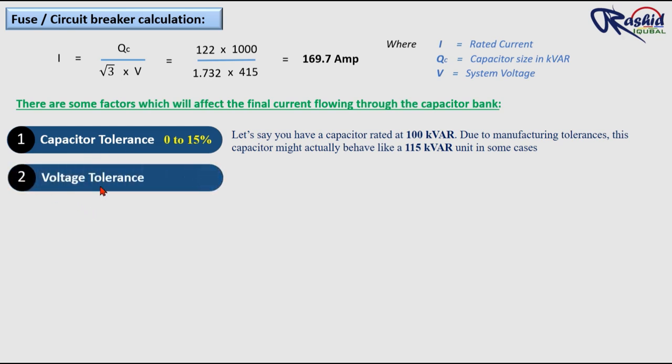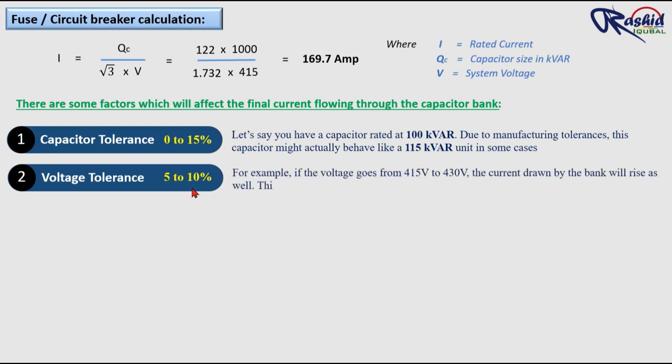Second factor, voltage tolerance. In most cases, the supply voltage may vary, usually by 5% to 10%. If the voltage increases, the current drawn by the capacitor bank will also increase. For example, if the voltage goes from 415 volt to 430 volt, the current drawn by the capacitor bank will rise as well. This is why we account for voltage variation when selecting the breaker.